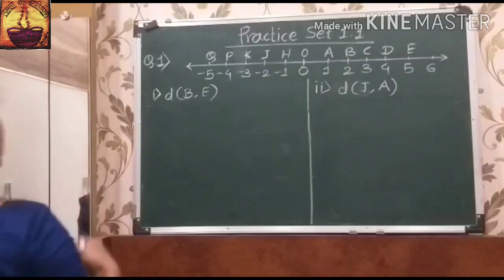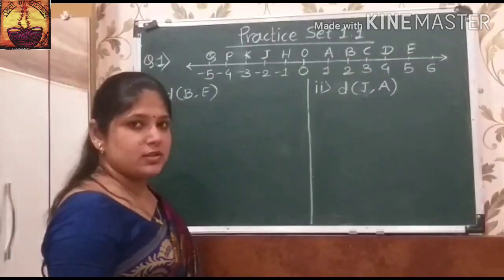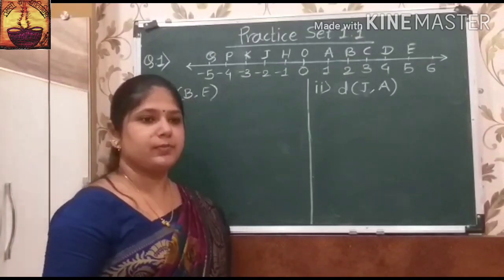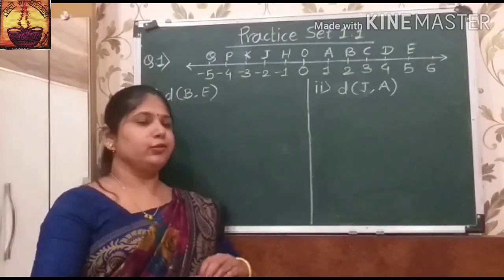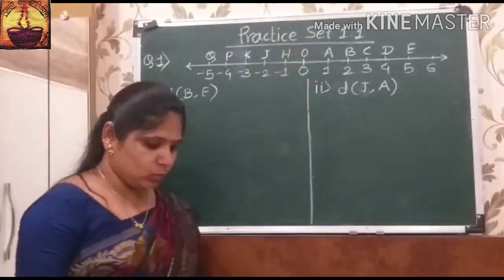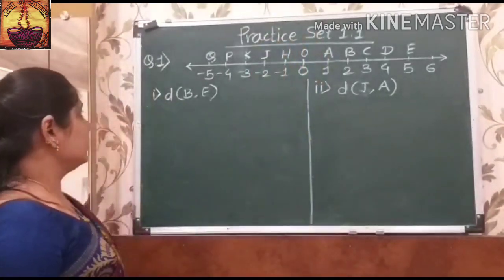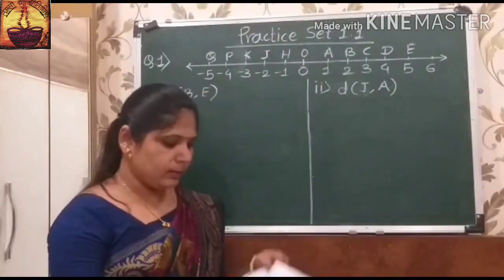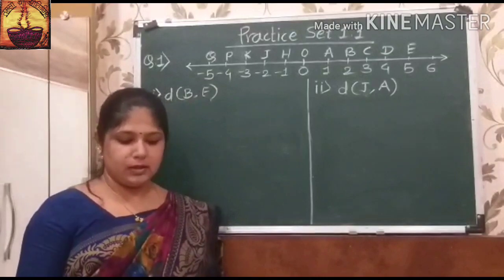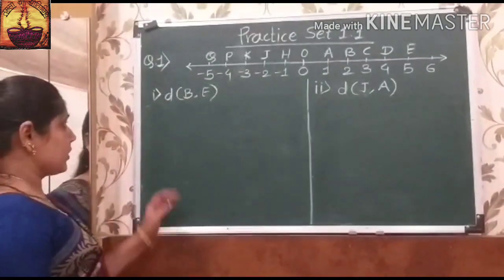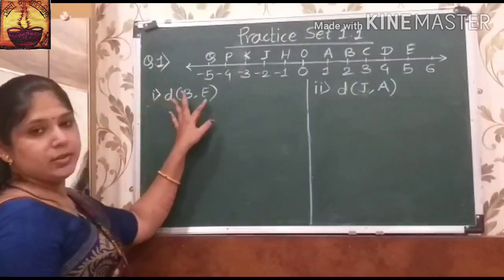Hello students, in the last video we studied coordinates of points and betweenness. Now in this video we will study practice set 1.1. Let us see here. Question first is: find the distances with the help of the given number line below. Here the number line is given. First is distance BE.